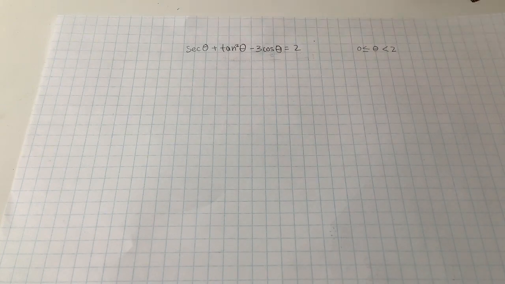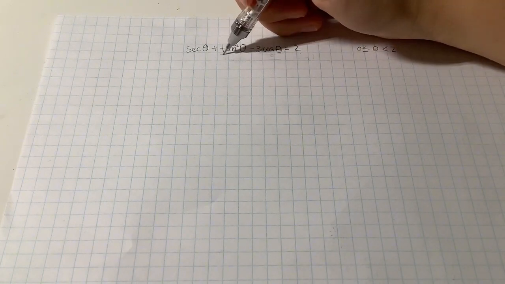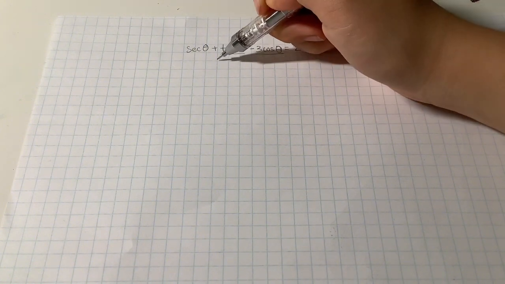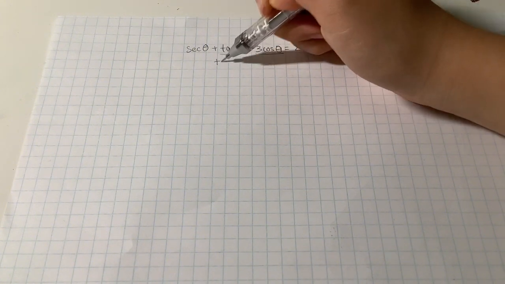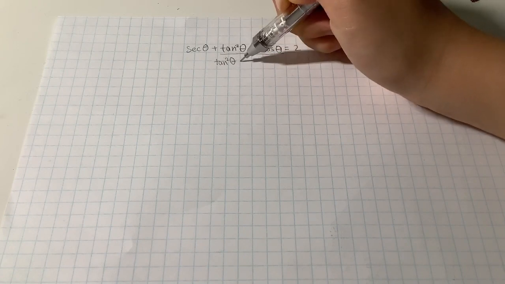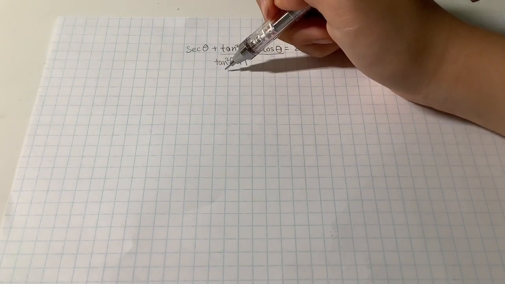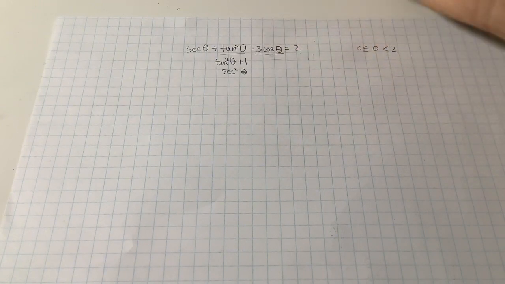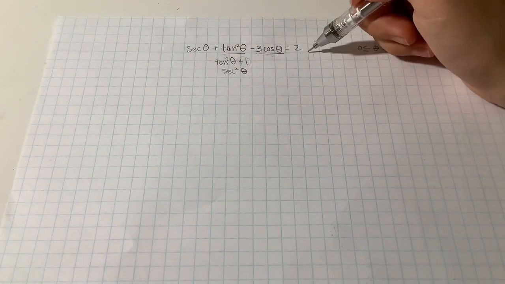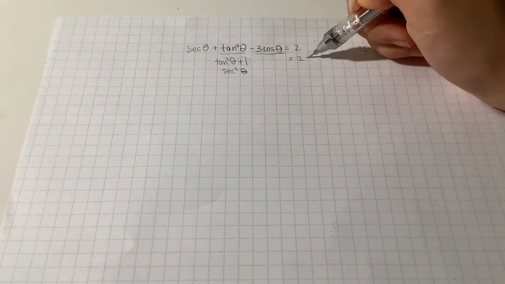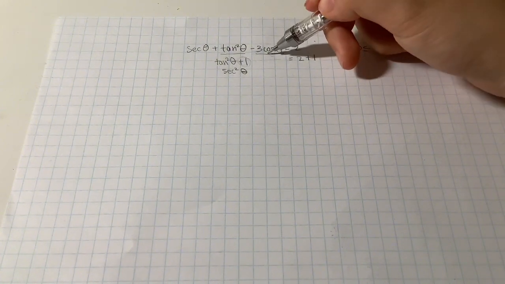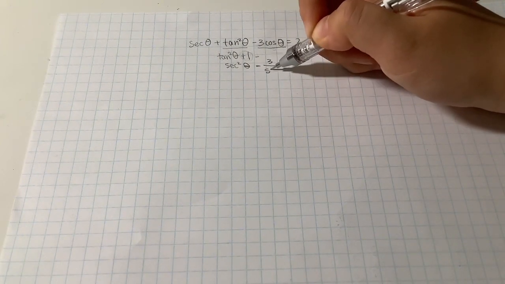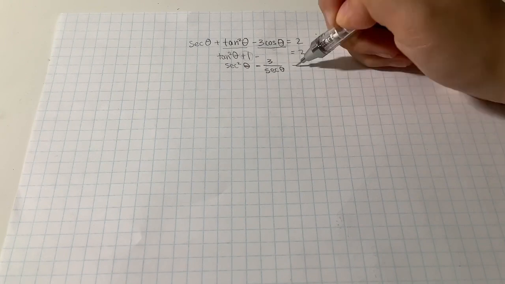We need to first figure out how to factor it. As you can see, this and this can both be turned into the form of sec. For the tan, you can do this plus 1, and that will equal sec squared theta according to a formula. If we add 1 here, we also have to add 1 on the other side, so we will have 2 plus 1. And for cos, you can turn this into minus 3 over sec theta. This will equal 3.